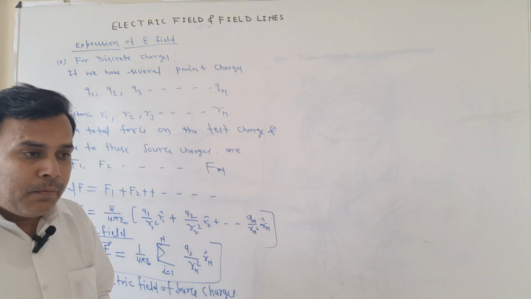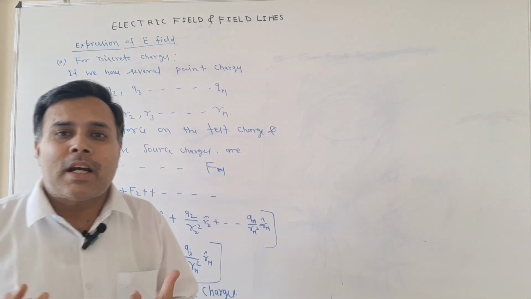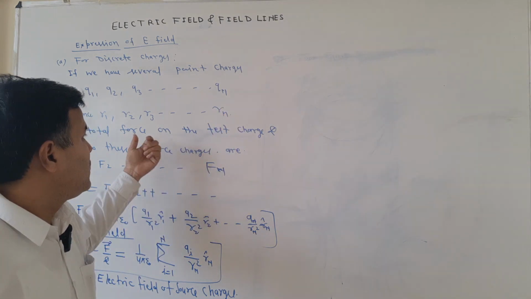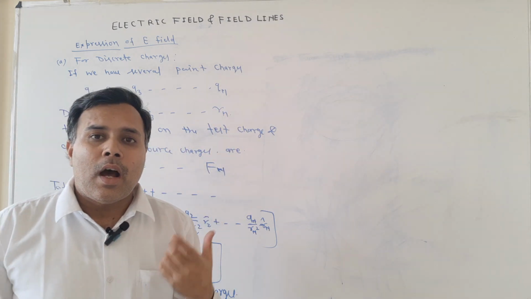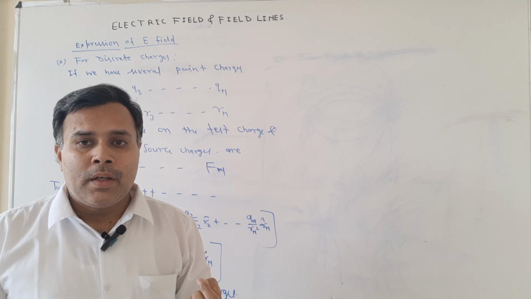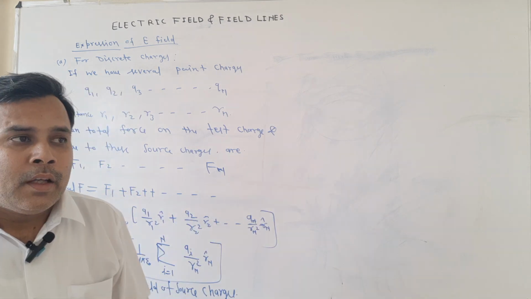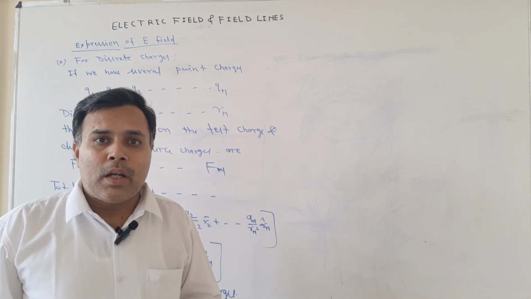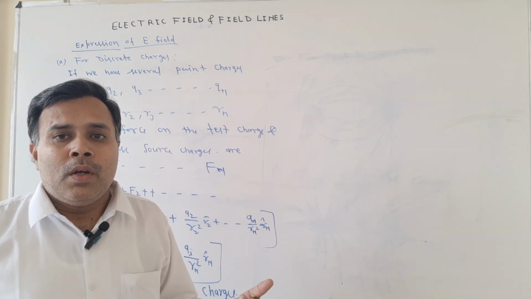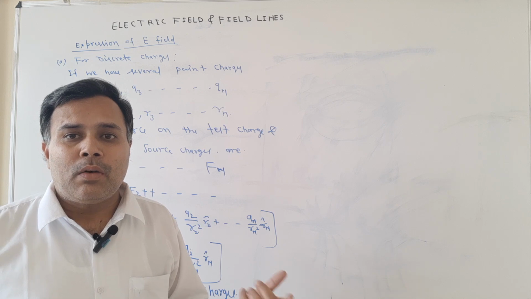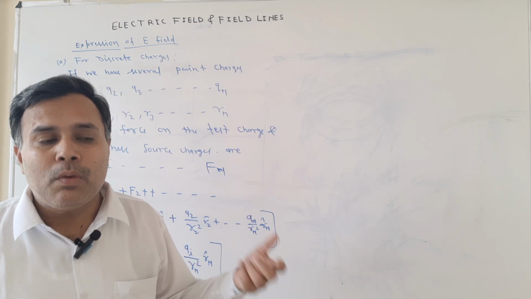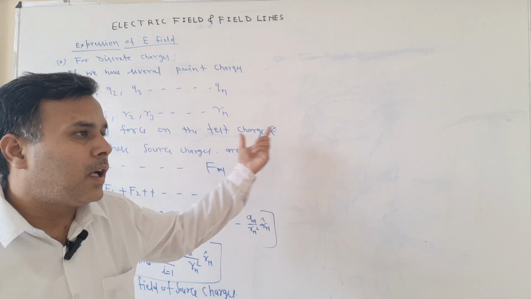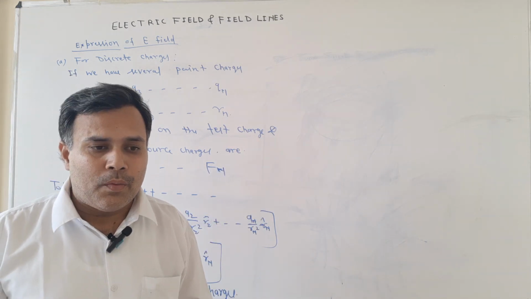So what happens in this case if we have a discrete charge system? For example, we have Q1, Q2, Q3 charges which are separated by distances R1, R2, R3, ..., Rn. Then the forces experienced are F1 corresponding to Q1, F2 corresponding to Q2, F3 corresponding to Q3, ..., Fn corresponding to Qn. This means how much force is exerted by these source charges on test charge capital Q.